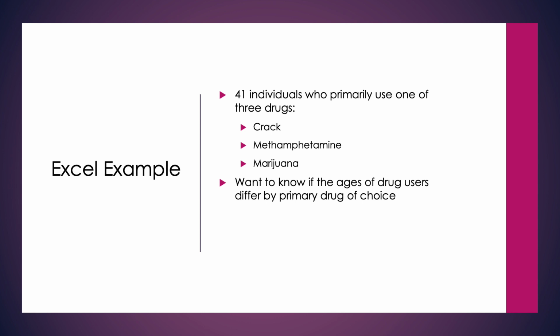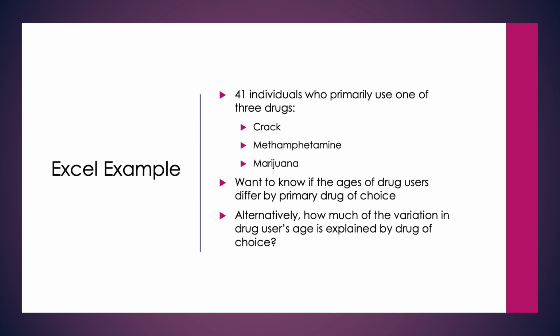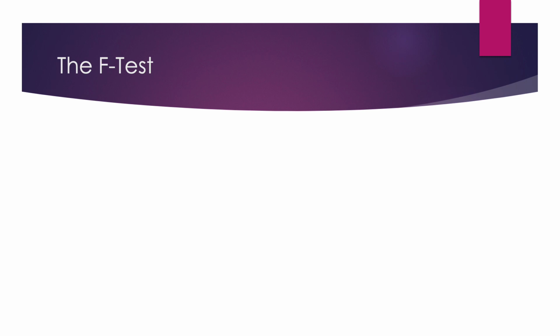Next, we're going to compute an example in the Excel video. And this data comes from 41 individuals who primarily use one of these three drugs: crack, meth, or marijuana. And what we're looking for is to determine if the ages of drug users differ by the primary drug of choice. And we'll be looking at this in the next video in the Excel example. But for now, we're going to talk about the F-test.